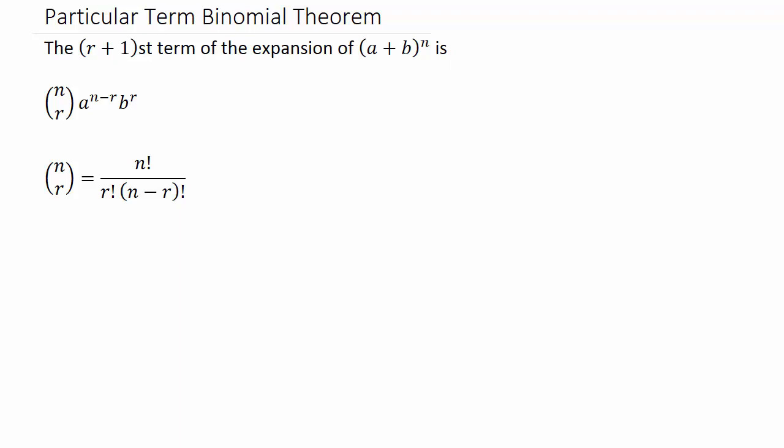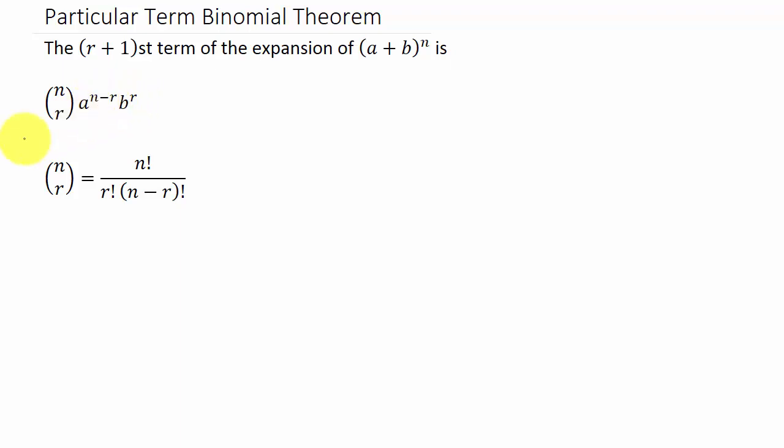Alright, so in this video we're going to look at finding a particular term in a binomial expansion. If you have a binomial raised to a power, (a + b) to the n, then the r plus 1 term of the expansion is the combination n choose r times a to the n minus r times b to the r.